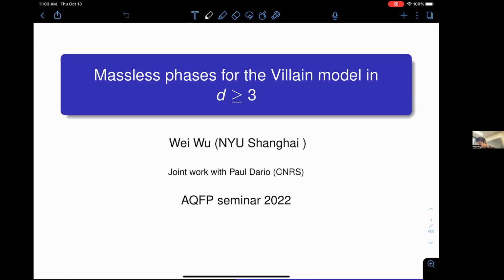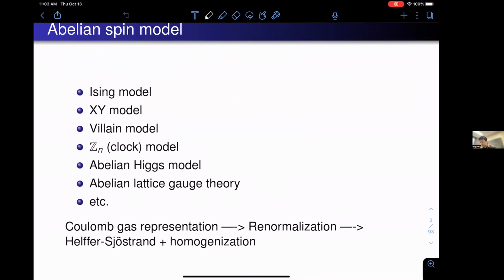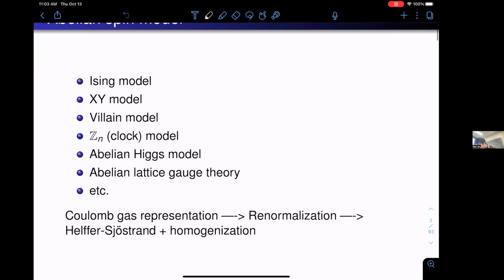This is a result for a very specific model in statistical mechanics, but it belongs to a larger universality class called the abelian spin models, of which other examples are the clock model, the XY model, and the lattice gauge theory with the U1 group. They're supposed to have the same universality behavior. It will also be very interesting to extend what we did to these other cases of models.